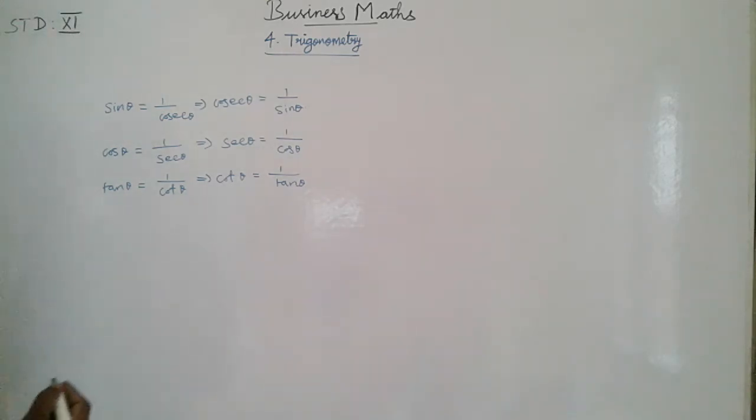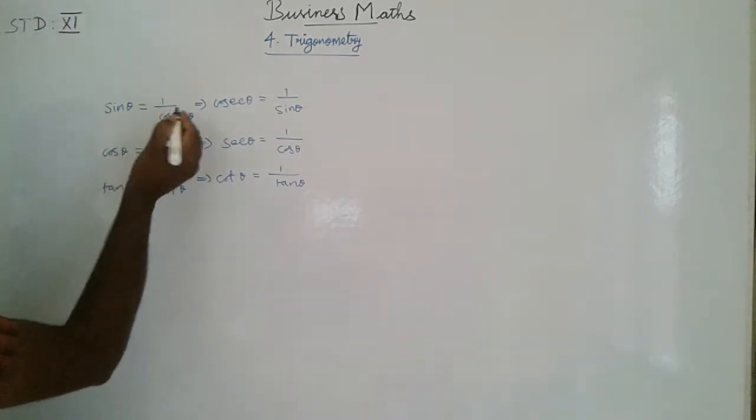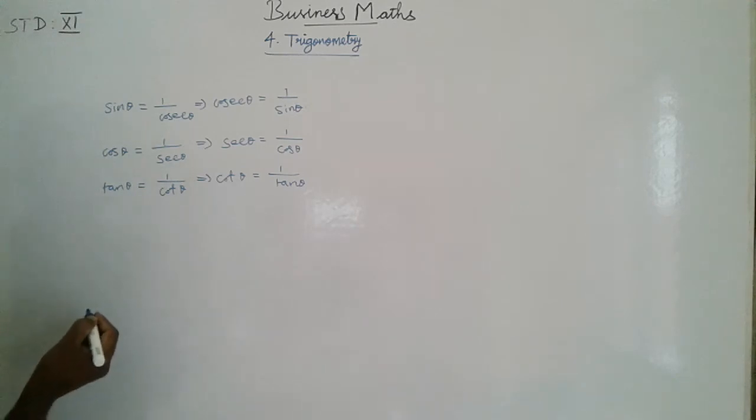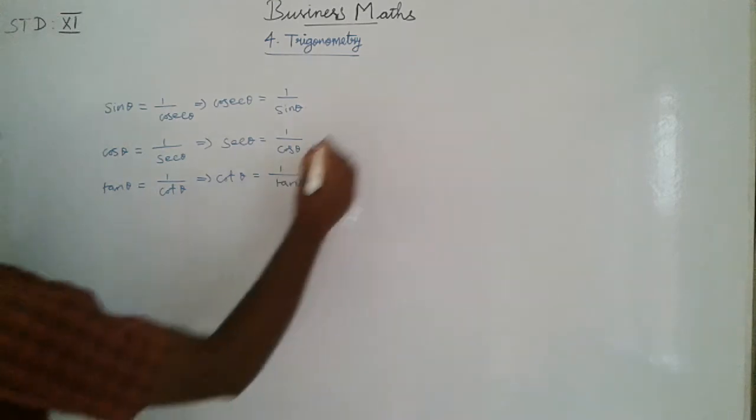So these are very important. They are reciprocals. Sin theta's reciprocal is 1 by cosecant theta, like this. We should remember it.